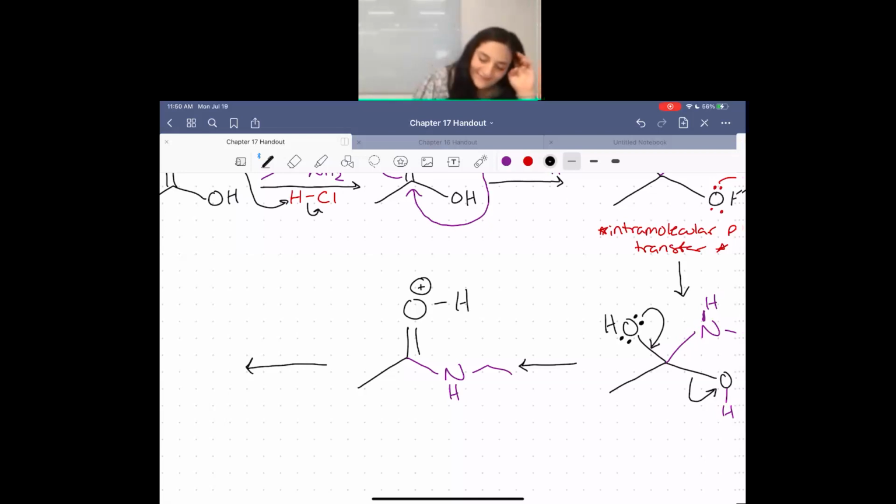Deprotonate, yes, and we're going to use Cl-, which is floating around in our solution, and we snatch it, pow.